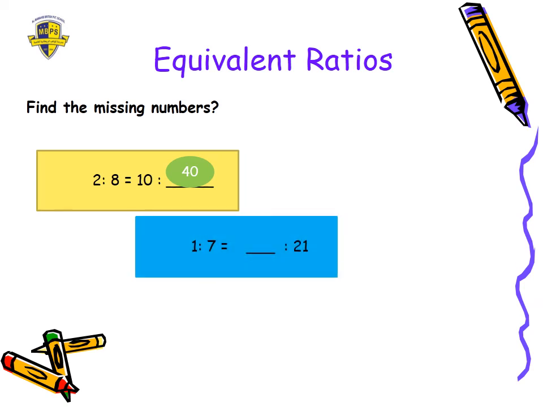Now the second example, 1 to 7 equals blank to 21. So now 7, how do they make it 21? Think, multiply by 3. Good. So you have to multiply 1 by 3 to know the missing number. 1 by 3 is what? 3. Excellent.